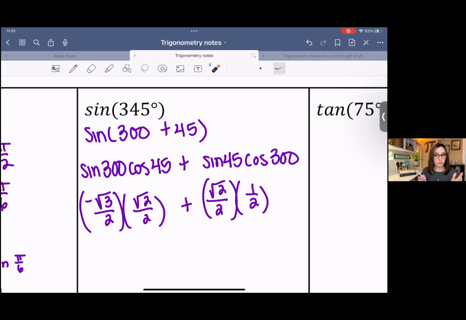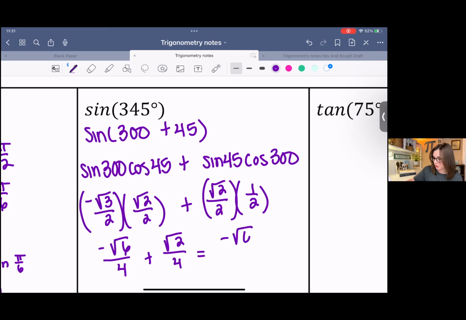Then you can figure out your angles. Sine of 300 is going to be negative root 3 over 2. Cosine 45 is root 2 over 2. Sine 45 is root 2 over 2. Cosine 300 is positive 1/2. Then we do our multiplying. We get negative root 6 over 4, not 2. And then root 2 over 4. And then we have a common denominator, so we can join those together. And that's your answer. Oh my gosh, sorry.